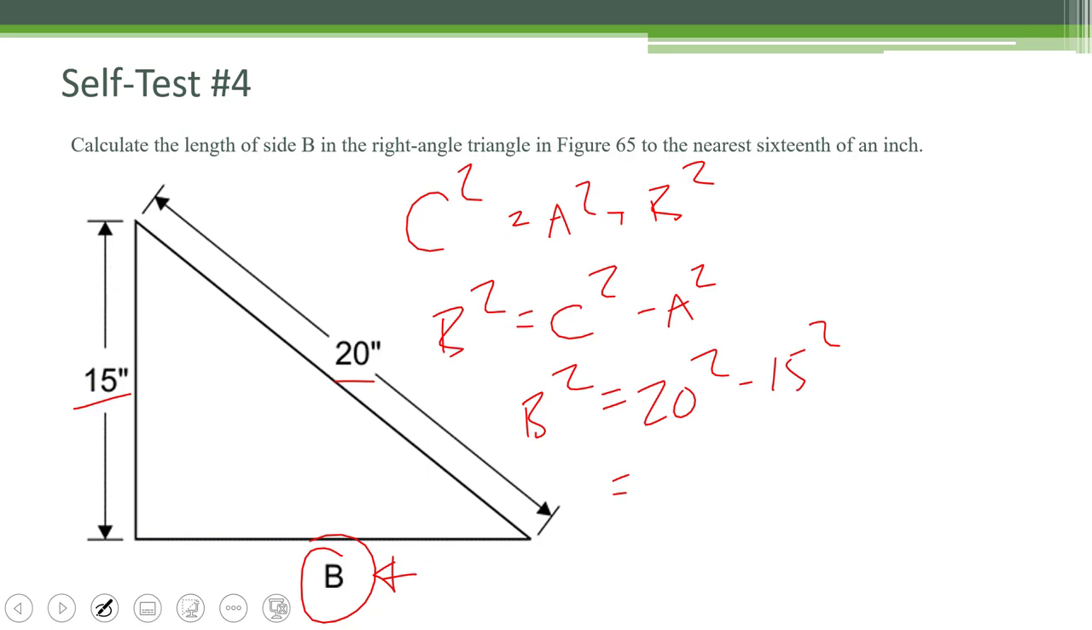equals, shift that squared button, and I should get 13.228. But again, this is inches, so they want the nearest 16th of an inch. So I take out the whole, so minus 13. I'm left with everything after the decimal. I times that by 16. I get 3.6 something something something. That rounds up to 4/16 or 1/4 of an inch. This would be 13.25 inches.